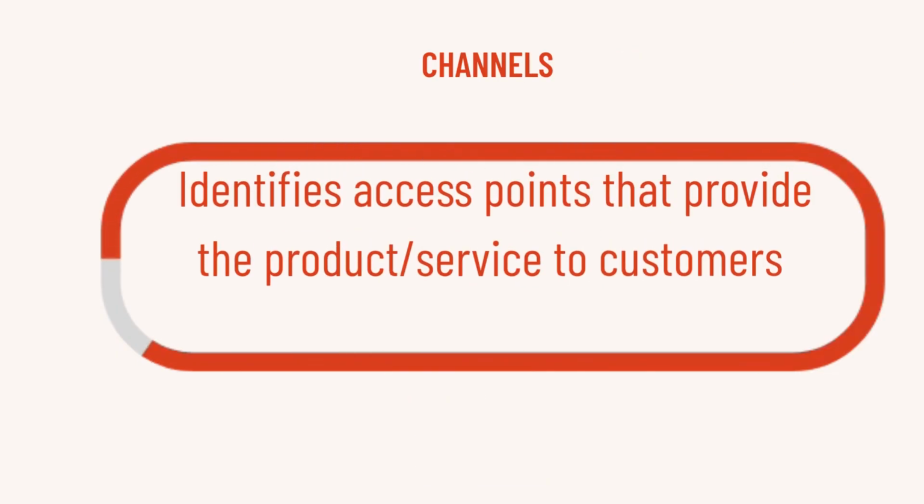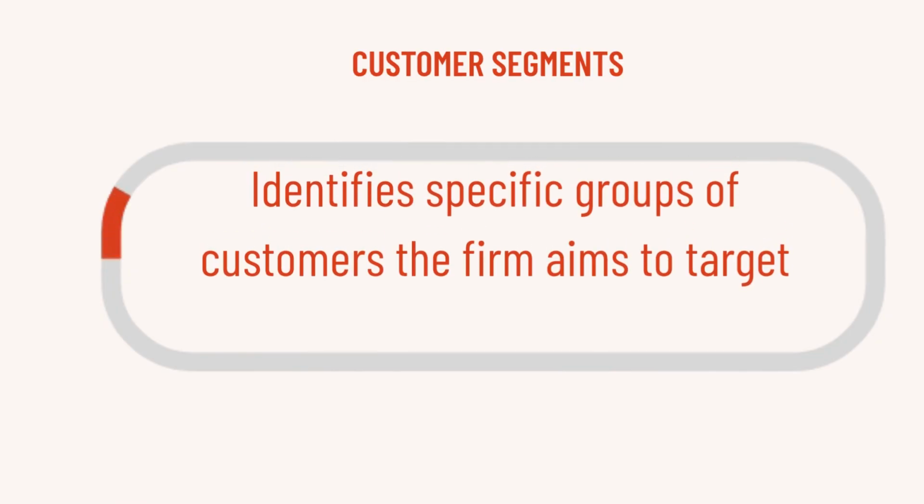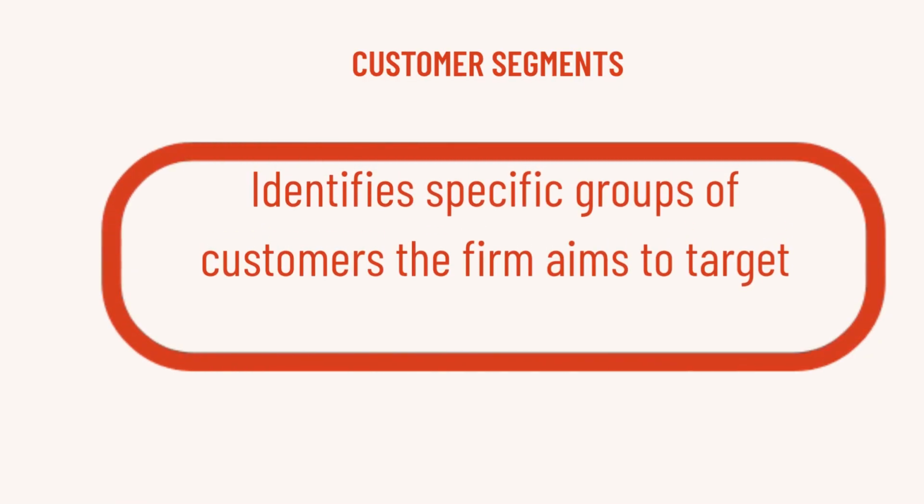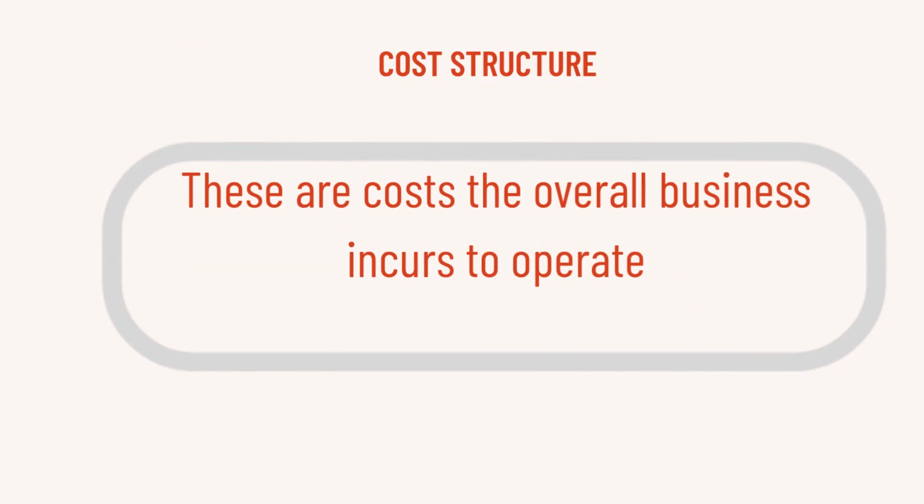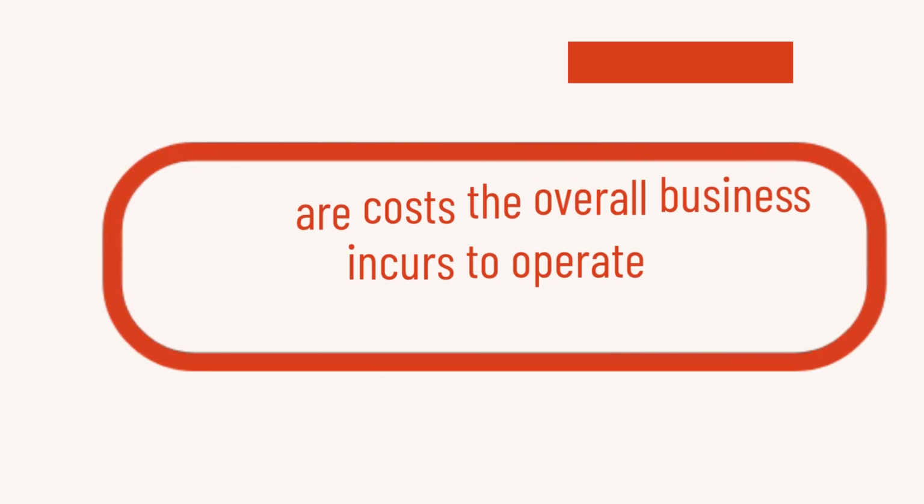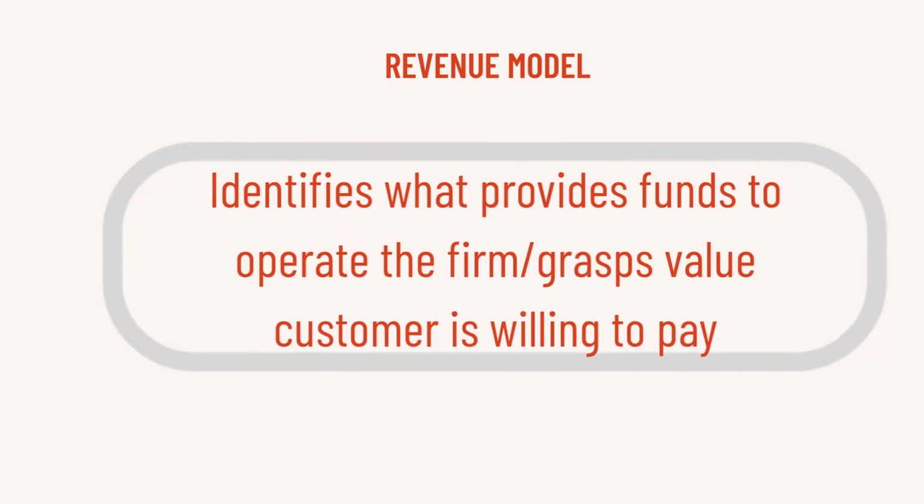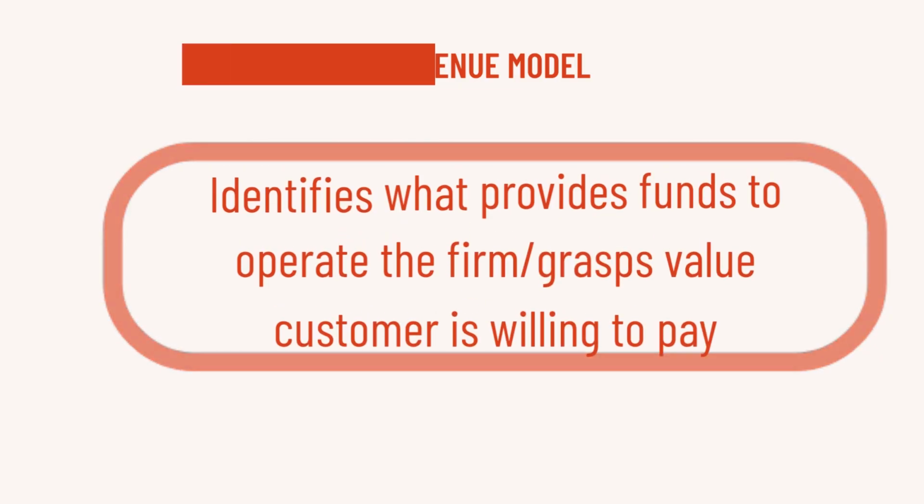Channels identify the access points in which your business uses to allow your product or service to be accessed by customers. Customer segments represent the specific groups of customers your business aims to target as you create value for them to consume. Cost structure identifies the costs your overall business incurs to operate the business. Lastly, the revenue model is what provides funds for your value proposition or overall business, grasping the value that your customers are willing to pay.